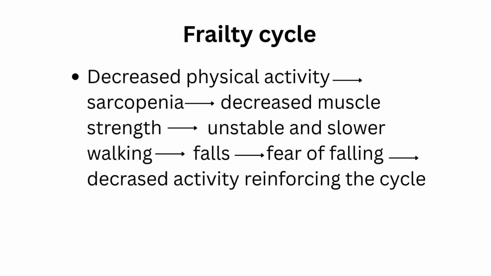Now let's see what the frailty cycle is. The frailty cycle is a self-reinforcing cycle. As the name implies, it's the inability of the body to recover itself after a stress or a challenge. It begins with decreased physical activity in the elderly, which results in sarcopenia or wasting of the muscles. This then results in decreased muscle strength, which in turn results in unstable or slower walking. Unstable and slower walking then result in falls. After a fall down accident, patients will have fear of falling, therefore they will have decreased activity. This then fuels the cycle.